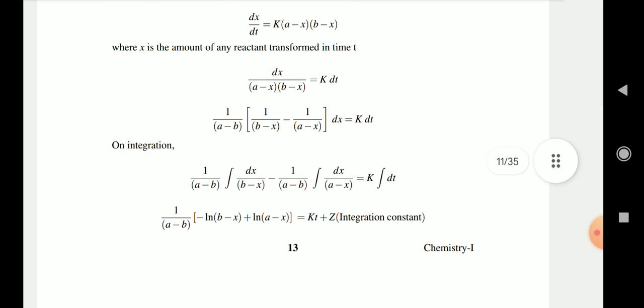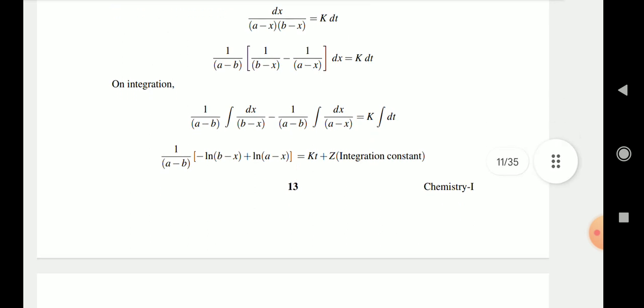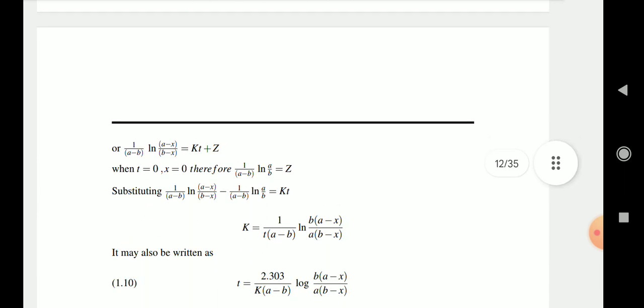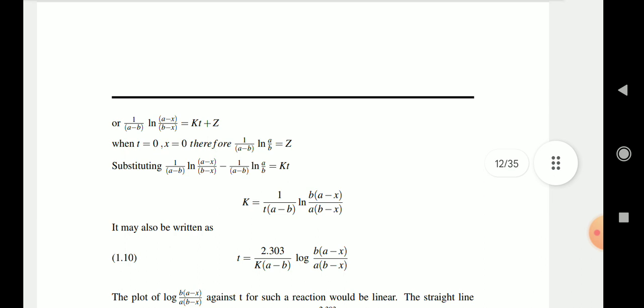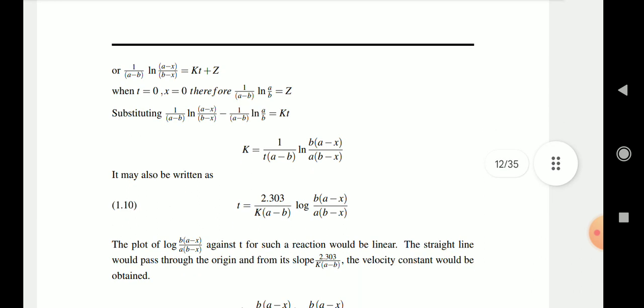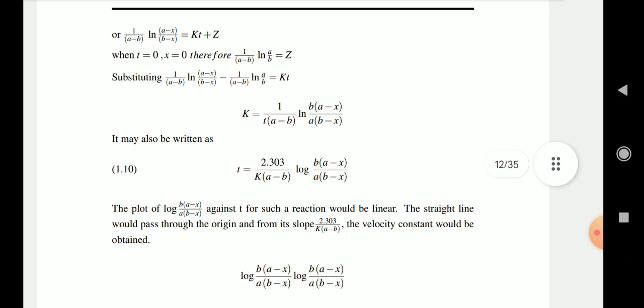On integration, 1/(a - b) times the integral of dx/(b - x), minus 1/(a - b) times the integral of dx/(a - x), equals k times the integral of dt. This gives 1/(a - b) [ln(b - x) - ln(a - x)]... or 1/(a - b) ln((a - x)/(b - x)) = kt + z, where z is the integration constant. At t = 0, x = 0, therefore 1/(a - b) ln(a/b) = z. Substituting, k = 1/(t(a - b)) ln(b(a - x)/(a(b - x))).